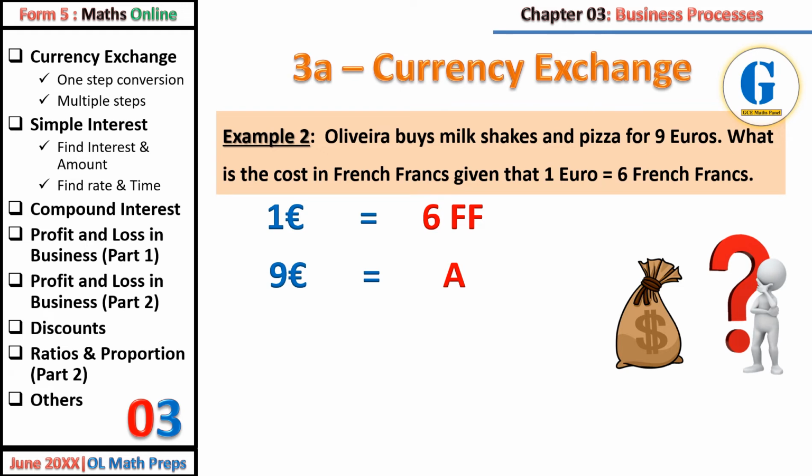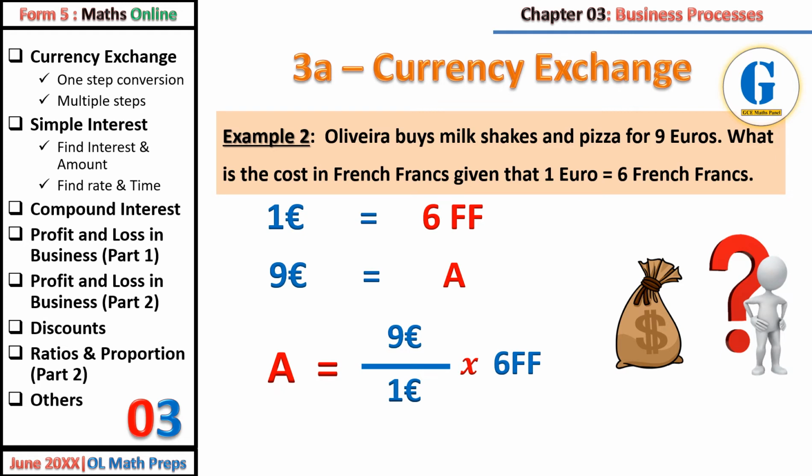We can call it A, B, or whatever. So solving for A here, we will have A equal to 9 euros divided by 1 euro times 6 French francs, and that will give us a value of A equal to 54 French francs.